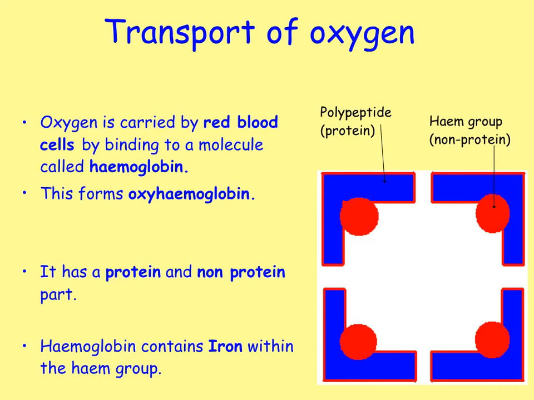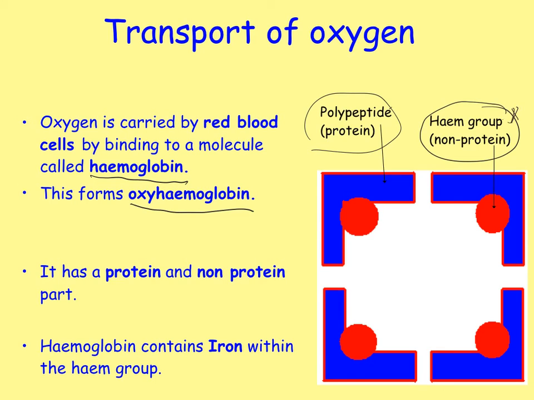So looking a wee bit more in detail at the transport of oxygen. Now, I said oxygen is carried by the red blood cells, and it's carried in a molecule called hemoglobin. When oxygen links to that hemoglobin, it becomes oxyhemoglobin. Now, hemoglobin is a protein. It's got a non-protein part to it as well. It's got what is known as a heme group.